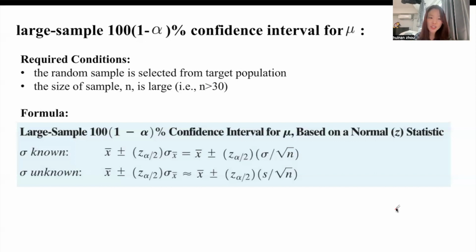Because we have 2 kinds of situation here, the first one is that we know the population standard deviation, so we can directly use it and go to the z table to find our corresponding z value. But for the second situation, if we do not know the population standard deviation, if the size of the sample is large enough, we can use the sample standard deviation S to represent the population standard deviation sigma. So in both situations, we can go to the z table to find the z values.